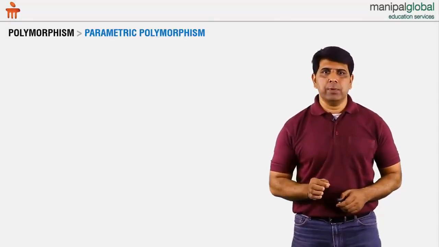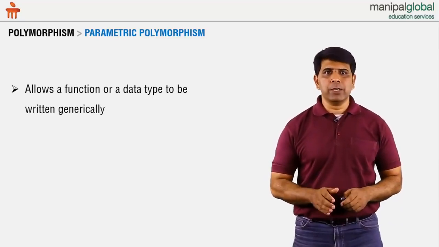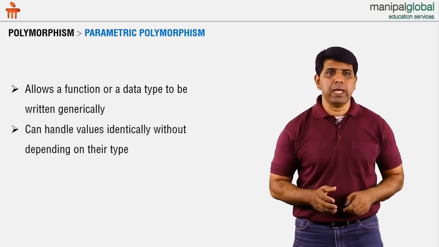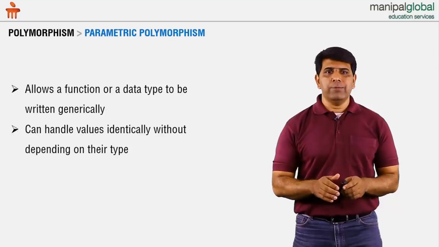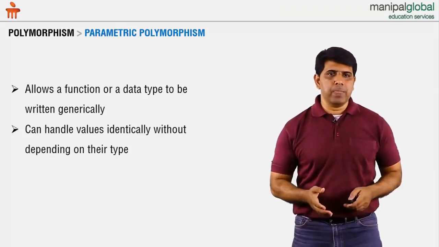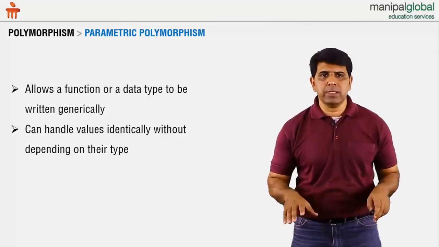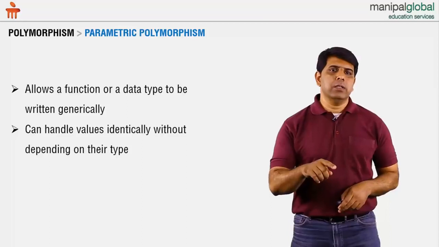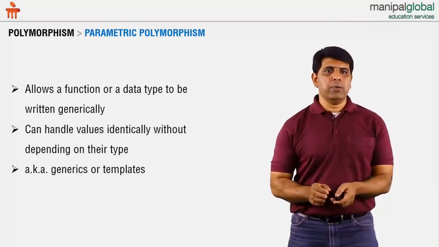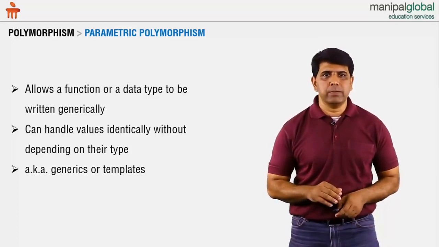Let's move on to the parametric polymorphism. Now parametric polymorphism allows a function or data type to be written generically. What do you mean by that? Here a function can handle different types of data. The actual activities involved in the function remain the same, but they work on different data types. In certain languages like Java and C#, it's called generics, and in C++, it's called templates.